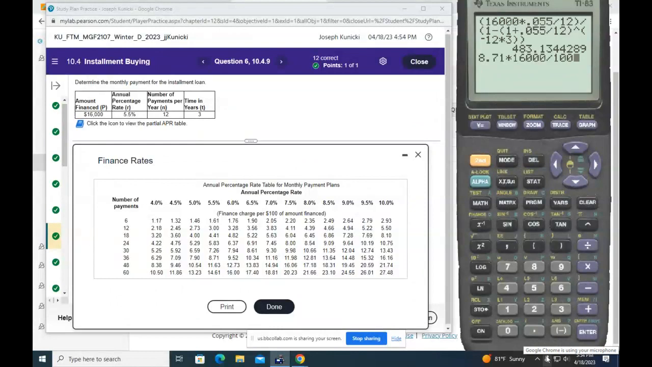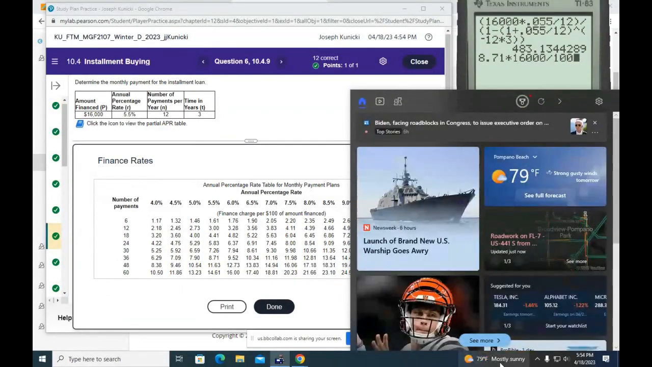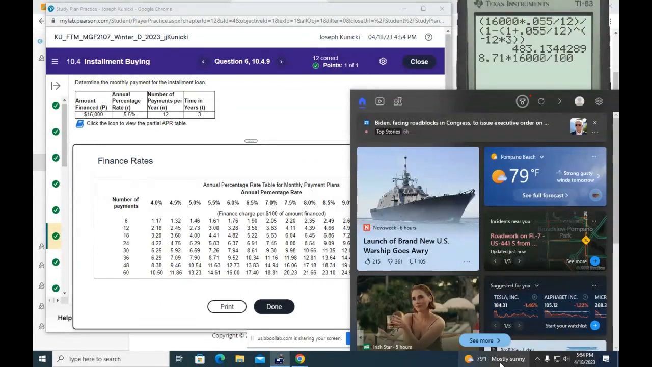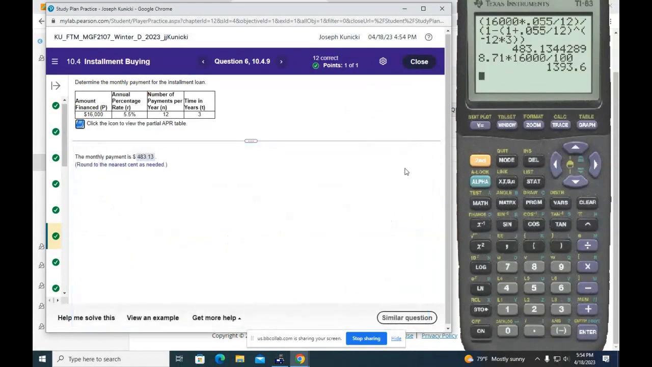So you could have just times 160. Now this is nice when there's only zeros, because then all you've got to do is drop 2 zeros. But if there was a whole, like 16,375, then it'd be 163.75. So you'd have to take that into account. Anyway, this is the finance charge. We just calculated the finance charge. So that's how much we add to the principal.